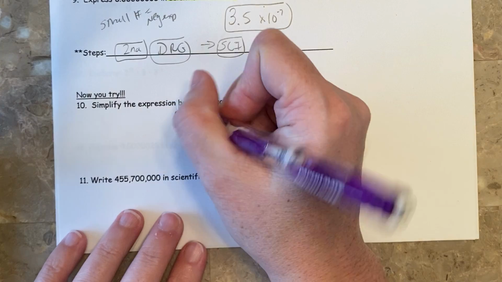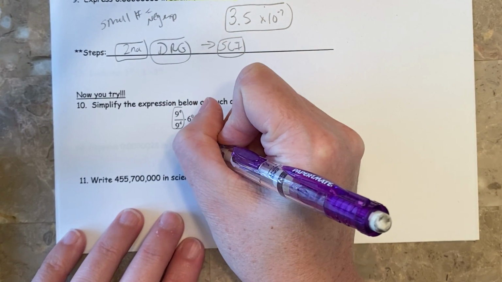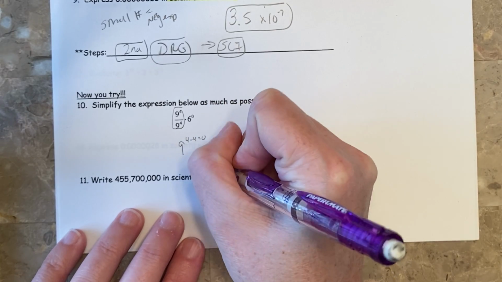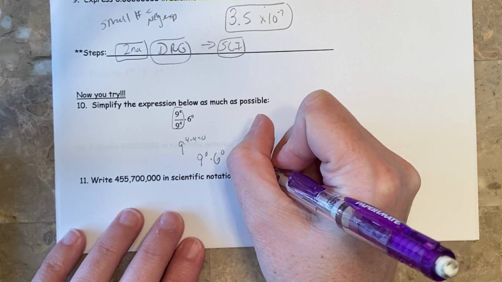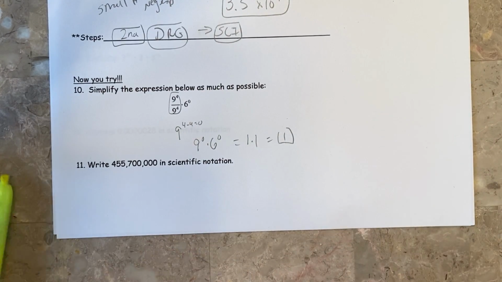All right, number 10. So you see the bases are the same, so you want to subtract your exponents. So 4 minus 4 is 0. So 9 to the 0 times 6 to the 0. That should be 1 times 1 or 1. So number 10, you should have gotten 1.